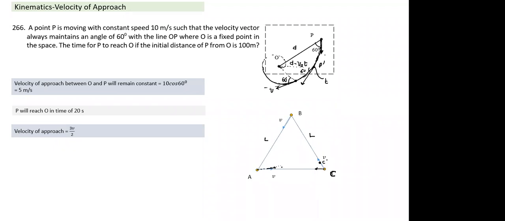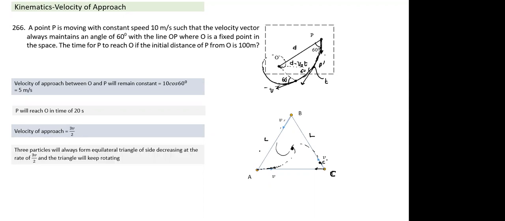As C keeps moving in this direction, the trajectory will follow something. The tangent drawn at any time should meet C at that instance. So this is the kind of path it will follow. C will also follow this kind of path, and B also. Finally, what will happen? They will come and meet at the centroid. This question is one type of question, not too many variations. If you understand one, we will not spend too much time, because some people will take a lot of time to understand this. So the velocity of approach is 3V by 2.